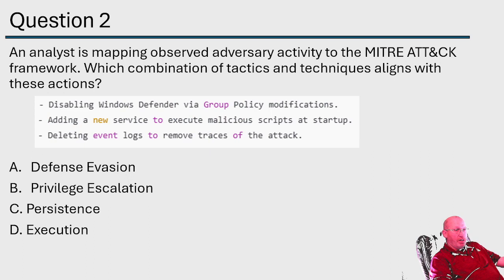There we go. All right, question number 2. An analyst is mapping observed adversary activity to the MITRE ATT&CK framework. Which combination of tactics and techniques aligns with these actions? Looks like we just have some tactics. We don't have any techniques. That's okay. And we got 3 lines, right? Disabled Windows Defender, added a new service, and deleted event logs.